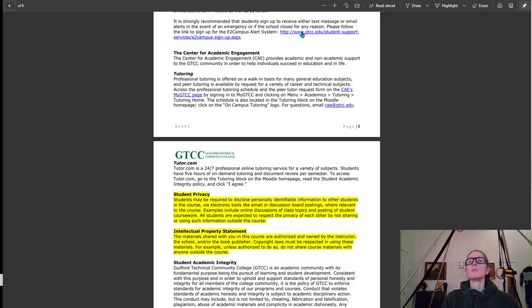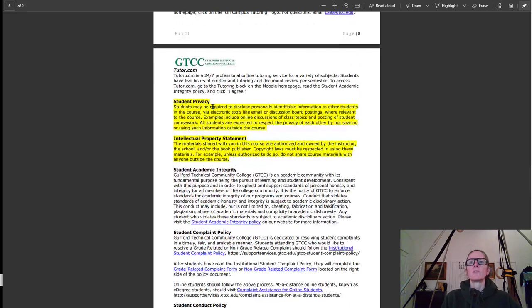And also, you can sign up for the alert system that will alert you if there's a weather closure or anything like that. So if there's ice on the roads, or it's snowing, or there's a hurricane, or any of those things.